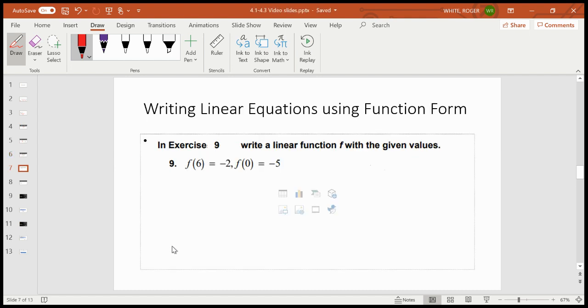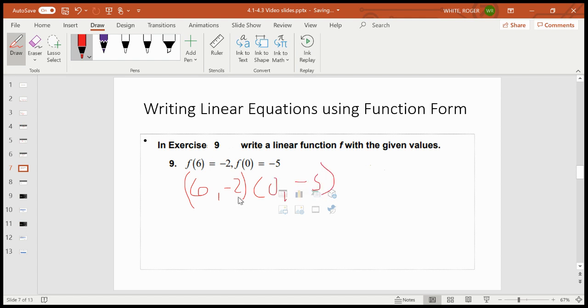All right. Now, if they don't give you x equals 0, that becomes a little bit of a different problem. All right, if we look at this example here, function notation. So again, we're going to make this in the coordinate form. So f of 6 equals negative 2 really means 6 comma negative 2. And then here we would have 0, negative 5.